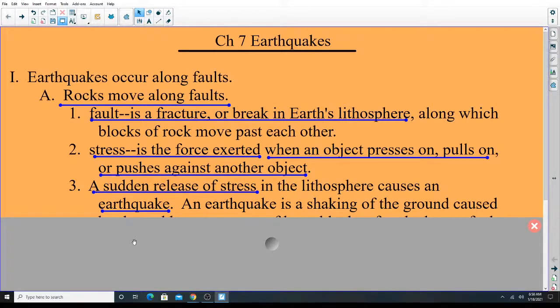Now, it may not move very far, it might not move a lot, but if you have a tectonic plate that moves 4 inches, but it moves 4 inches over a fault line that is 1,000 miles long, everything along that fault line moves 4 inches. And that can cause quite a bit of chaos there.